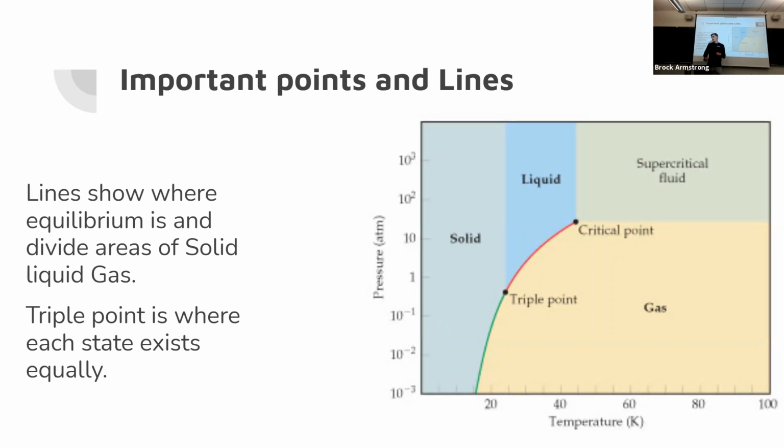So you can have floating ice and boiling water, which is pretty neat to show off to your friends at a party, not like the Moroccan guy, but the triple point.